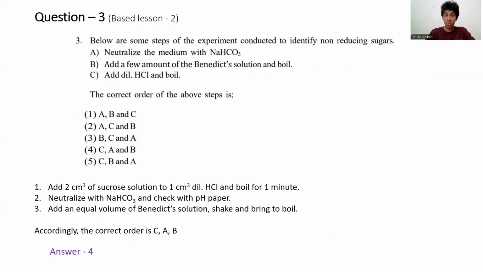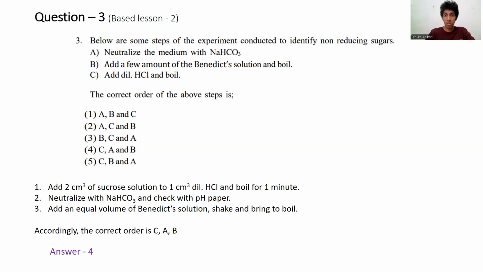Question number 3. It is based on the second lesson. Below are some steps of the experiment conducted to identify non-reducing sugars. A. Neutralize the medium with sodium bicarbonate. B. Add a few amount of the Benedict solution and boil. C. Add dilute HCl and boil. The correct order of the above steps is.